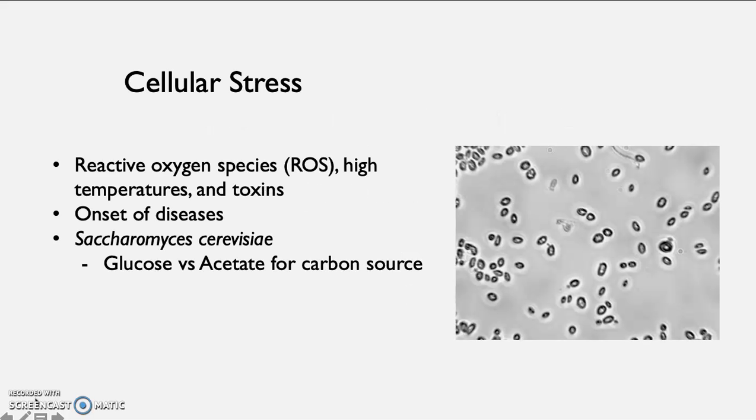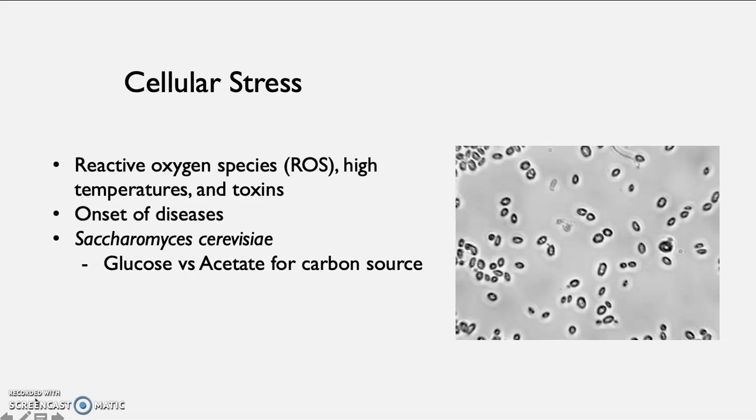So what causes cellular stress? There are three main things: reactive oxygen species, also known as ROS, high temperatures, and toxins. ROS is a natural byproduct of cellular respiration, which occurs in the mitochondria. And antioxidants are within the cells and they suppress the effects of ROS. However, when ROS is in abundance, the cells are overwhelmed and the antioxidants can't combat them, leading to cellular damage and then ultimately cell death.